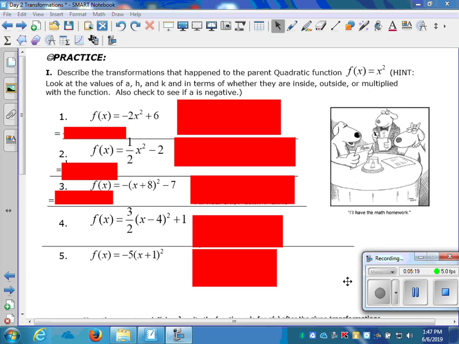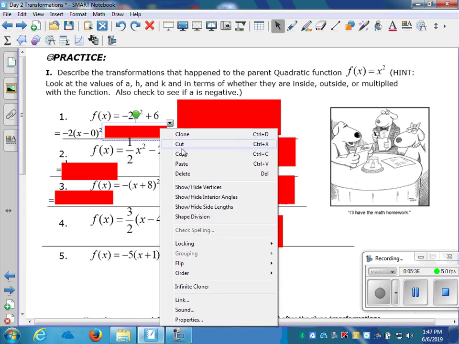So number 1, f of x equals negative 2x squared plus 6. I can think about this in terms of rewriting it with h and k. I notice that the x value doesn't have anything added or subtracted to it before it's squared. So I could replace that with an x minus 0. And of course the plus 6 is on the back.